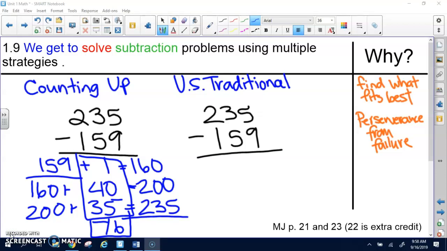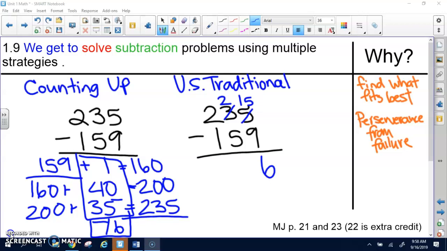So what I have to do, I have to look at the place value above. I'm going to take one of the place values from the tens and move it into the ones place. If you were to add this number up, 15 plus 20 plus 200, you would still get 235. So the number doesn't change at all. It's just that I'm moving from the tens place to the ones place. I can much more easily do 15 minus 9, which is 6.